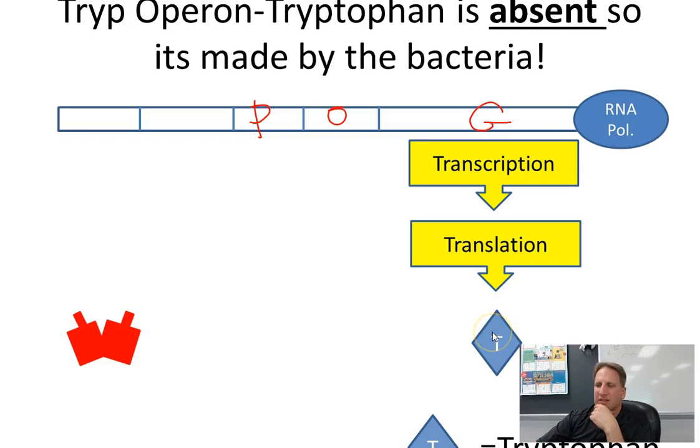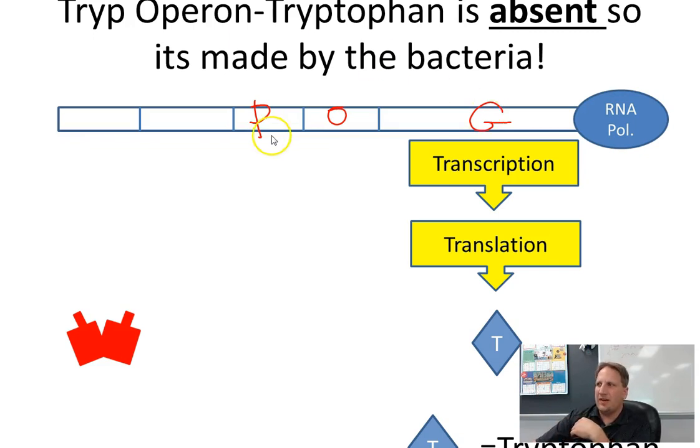Now, tryptophan is an amino acid that is essential for the bacteria. If it is not available at all, the bacteria need to make it themselves. So tryptophan usually needs to be made. So what's going to happen is this operon is always on. Unlike the Lac Operon that we just saw, which is usually off, this operon is usually on.